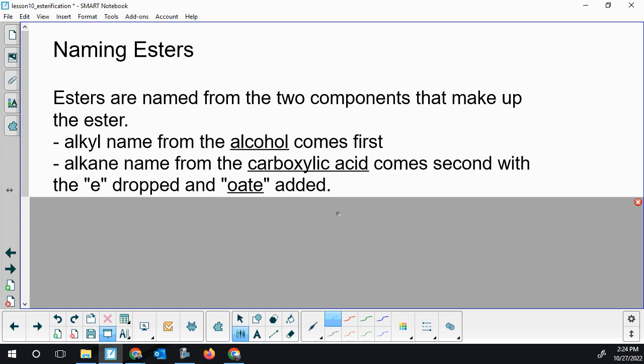IUPAC says we deal with the carboxylic acid part second. That's the piece that has the double bonded O. We're going to use the alkane name from the stem of the acid. Drop the E, that's something we've done before. Add a family name. We're going to add -oate for esters.